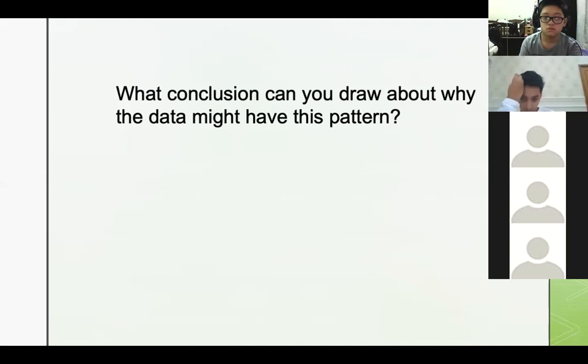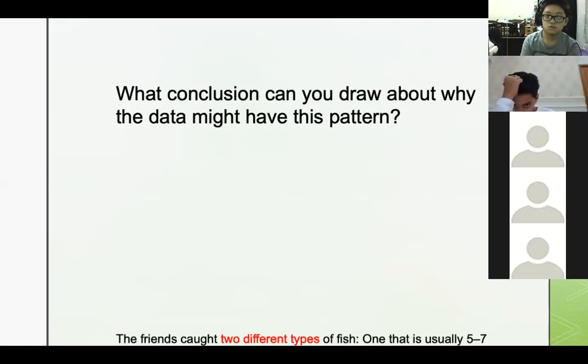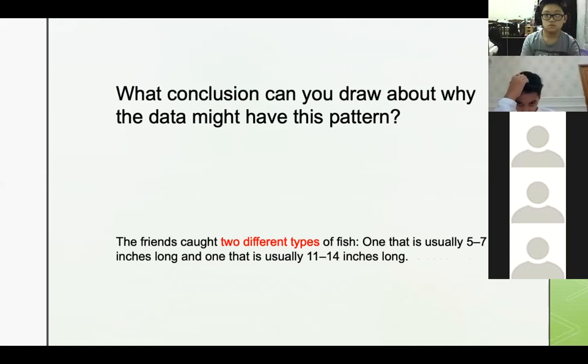The first is from 5 to 7, which could be one of the species, and the other is 11 to 14, which could be the other species. Yeah? Okay? Yes. Can we move on?